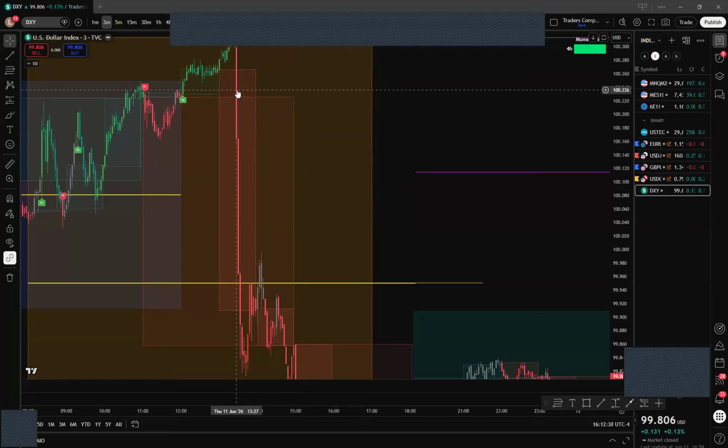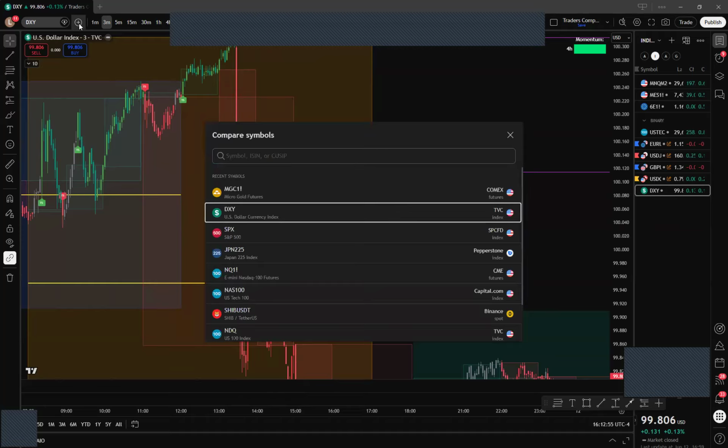So let's have a look at this. I'm going to load up the dollar index. There's two ways of doing it. If you've got a free version of TradingView, which is the software I'm putting this chart on, you can only trade on one chart. If you've got the paid version, you can have two charts at the same time. I'm going to show you both versions.